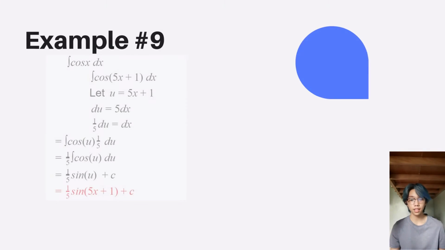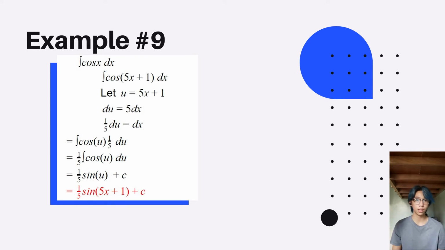And for our 9th example, we are given an equation which is the integral of cosine 5x plus 1 dx. And our first step there is to do the u substitution by substituting 5x plus 1 with u. And we're going to get the value of du, which will give us 5 dx. But in order to get the same value as in the equation, we're going to divide both sides by 5, which will give us 1/5 du is equal to dx.